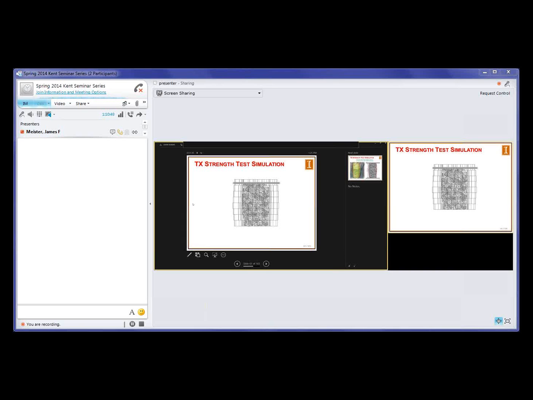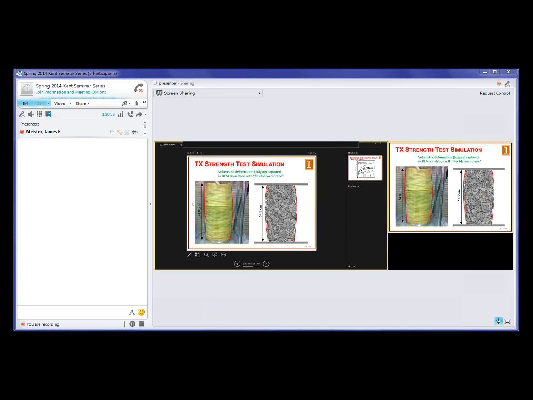And also after the simulation was finished, we were able to capture the flexible membrane bulging. Compared with the experiment specimens, it's fairly accurate. If you use a rigid boundary to simulate the flexible membrane, you will not be able to capture the bulging at the middle.